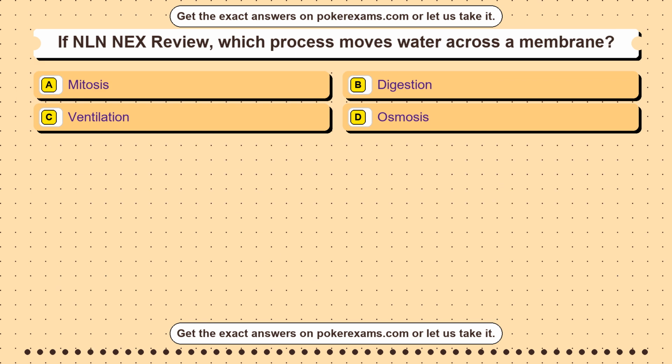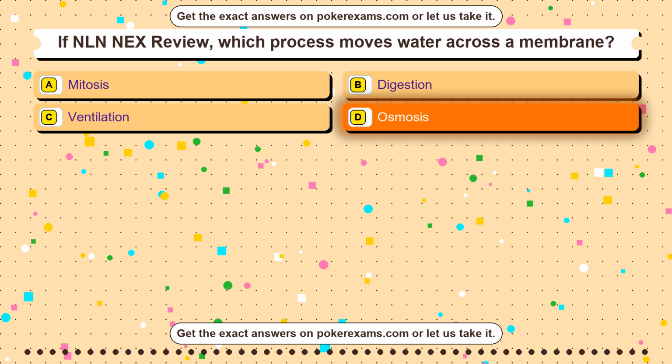Question 30. If GED reading practice test, which word best describes a claim supported by evidence? Option A fragment. Option B decimal. Option C variable. Option D argument. The correct answer is option D.